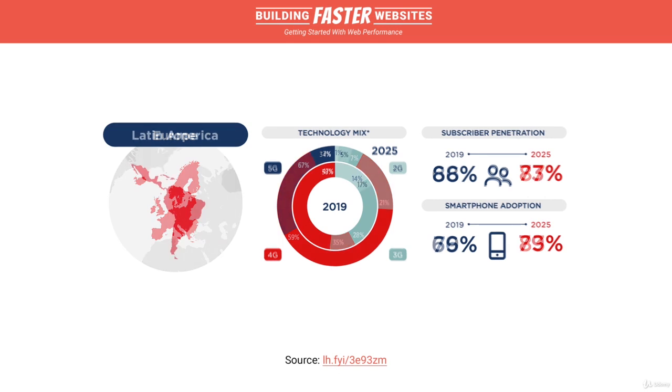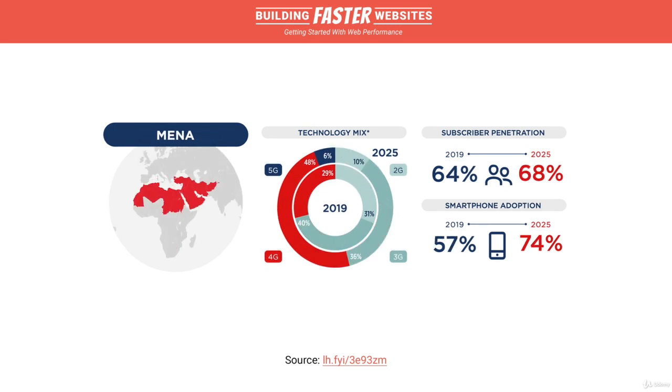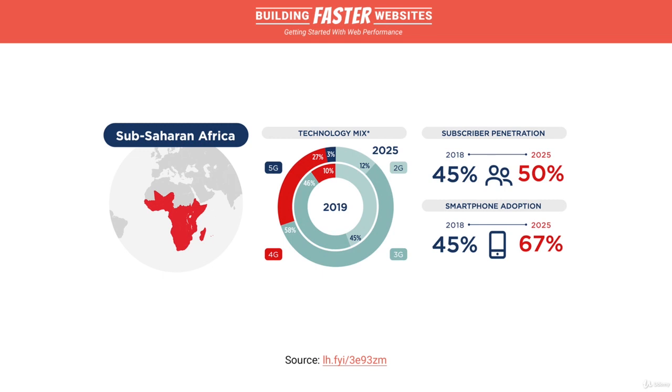Latin America, 47% 4G, 35% 3G, and 17% 2G. Middle East and North Africa, 29% 4G, 40% 3G, and 31% 2G. And then in sub-Saharan Africa, 4G accounted for only 10% of mobile connections, whilst 3G accounted for 46%. Meanwhile, a massive 45% are still using 2G.